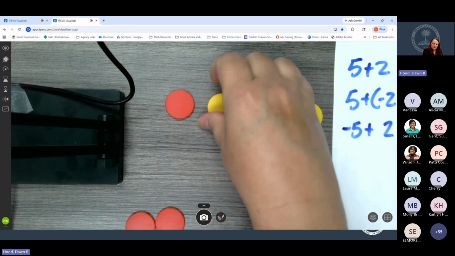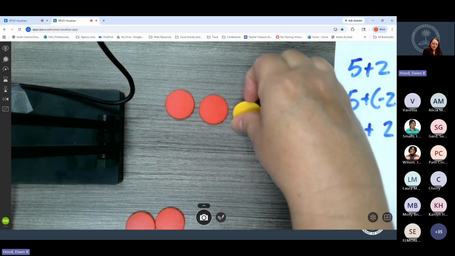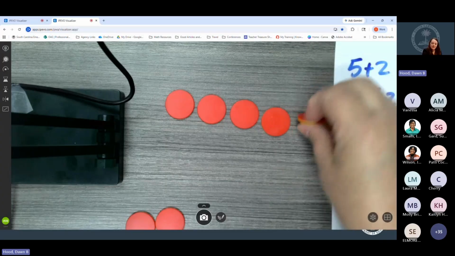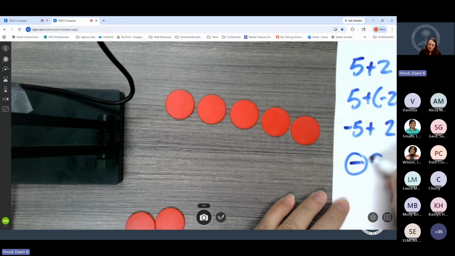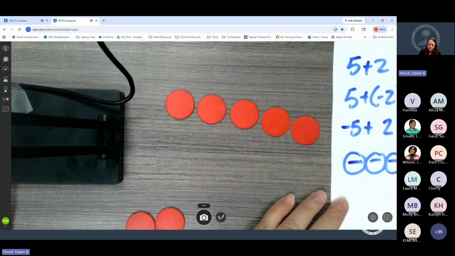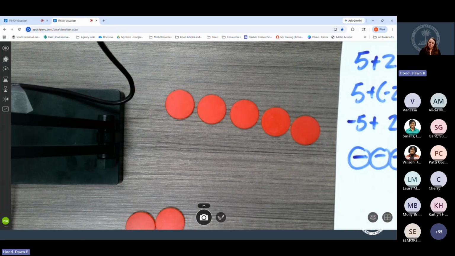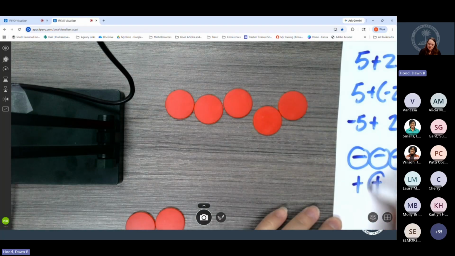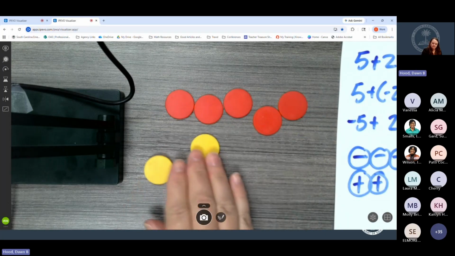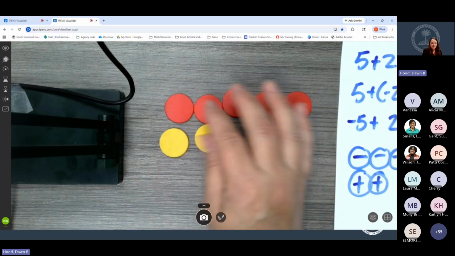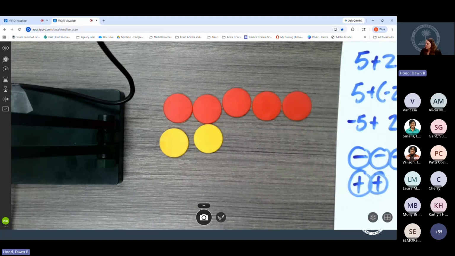So the opposite of 5 would be the red counters. Or if they don't have counters, guys, you can just have them do, okay, -5, draw 5 circles with a negative in it. Okay. And then 2 positives go with it. You can always use red and yellow paper, black and white paper.